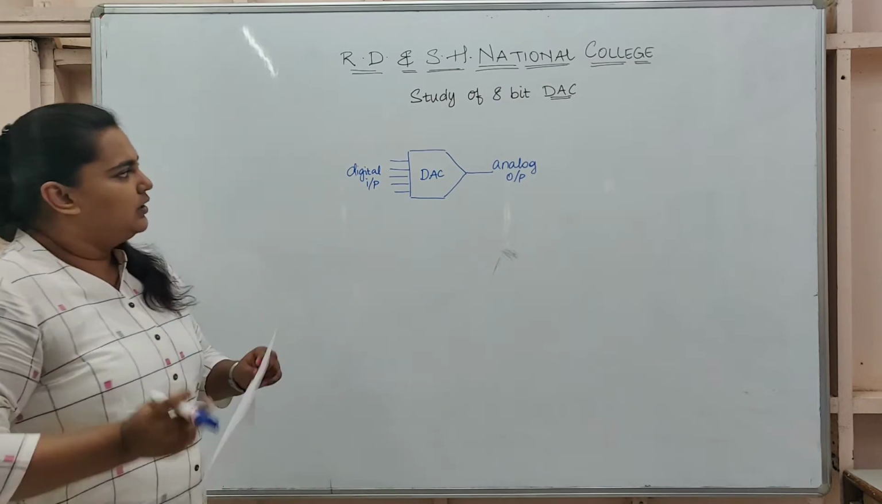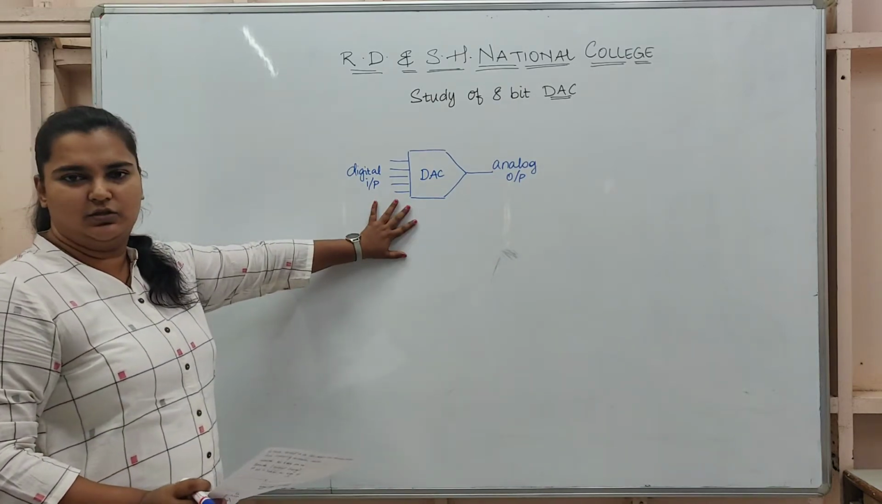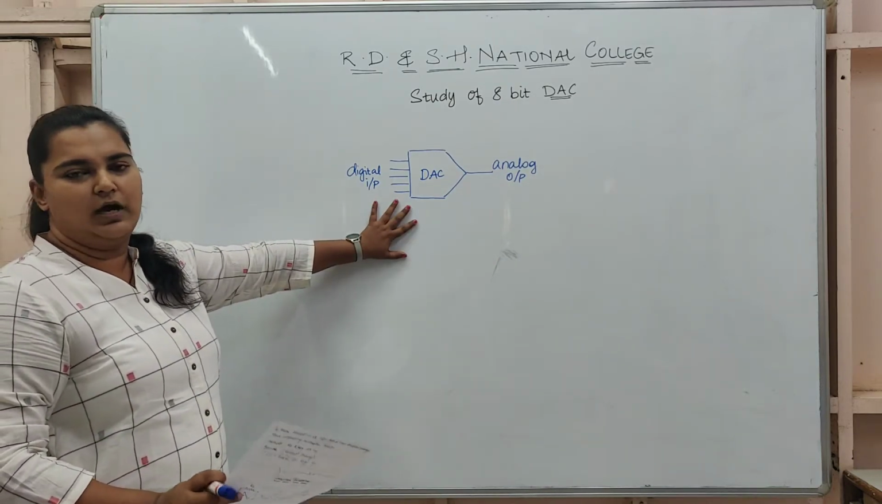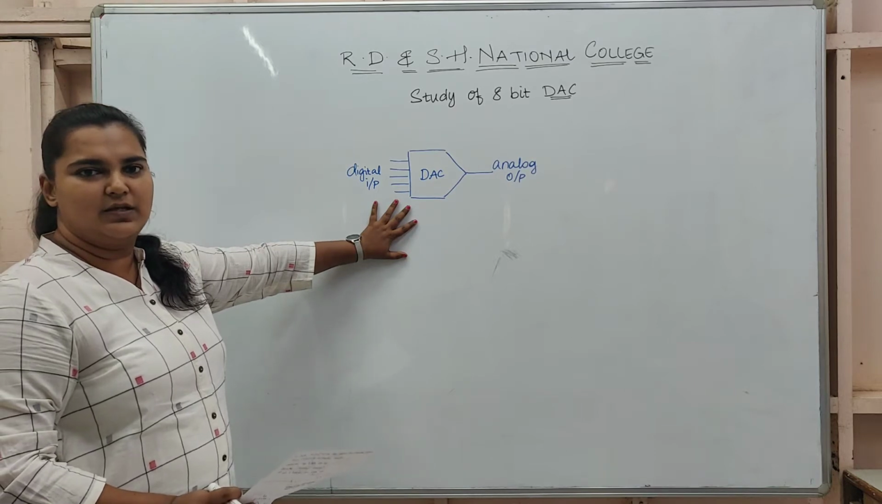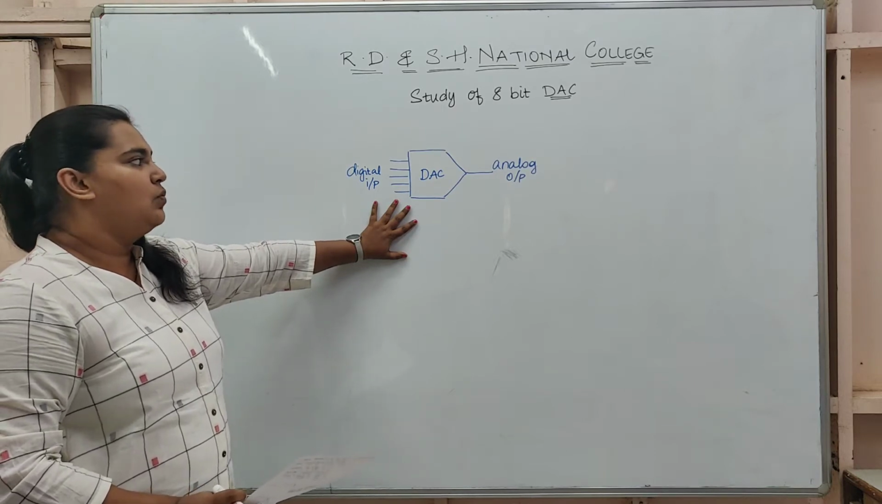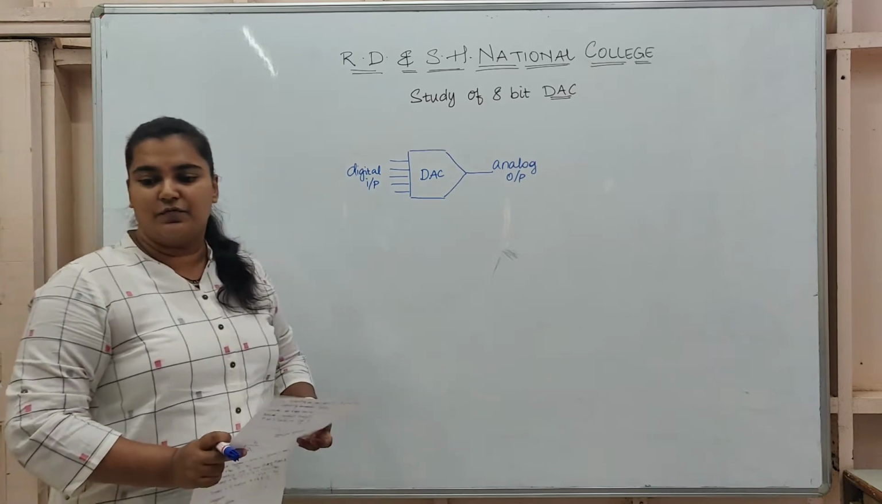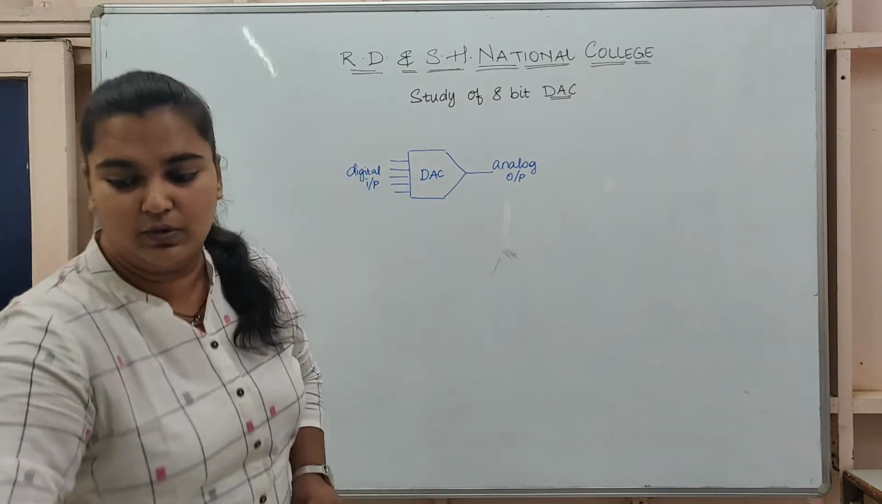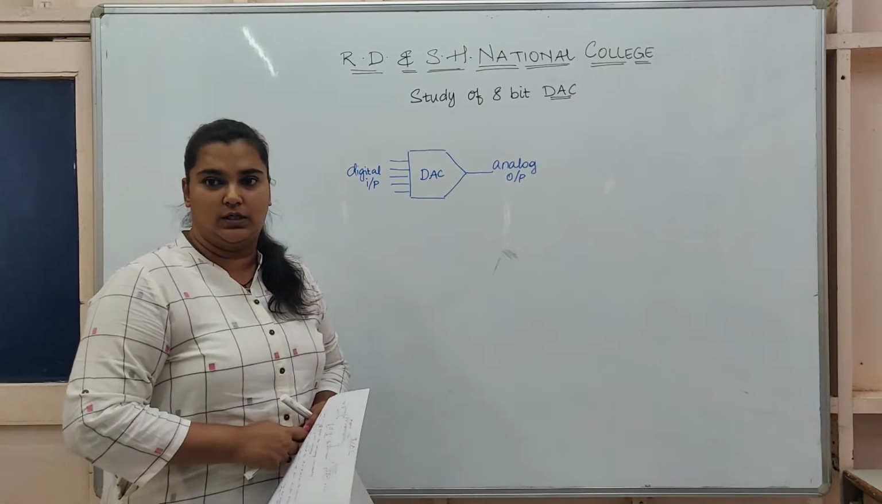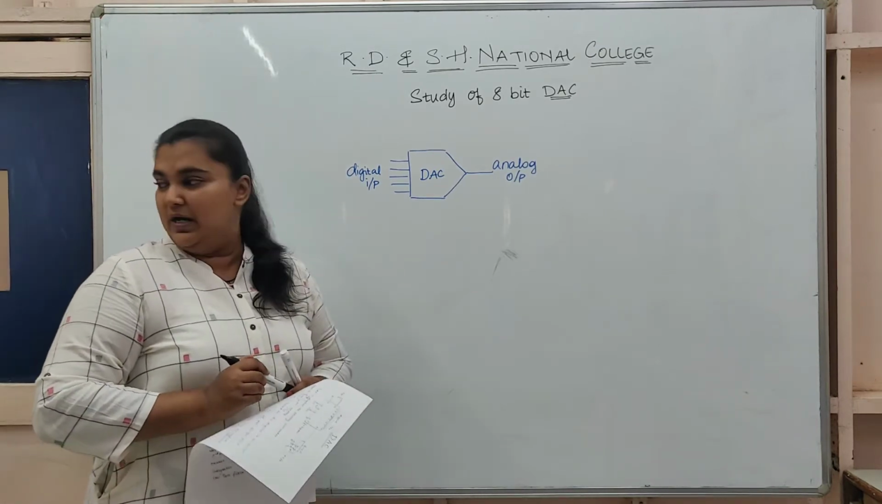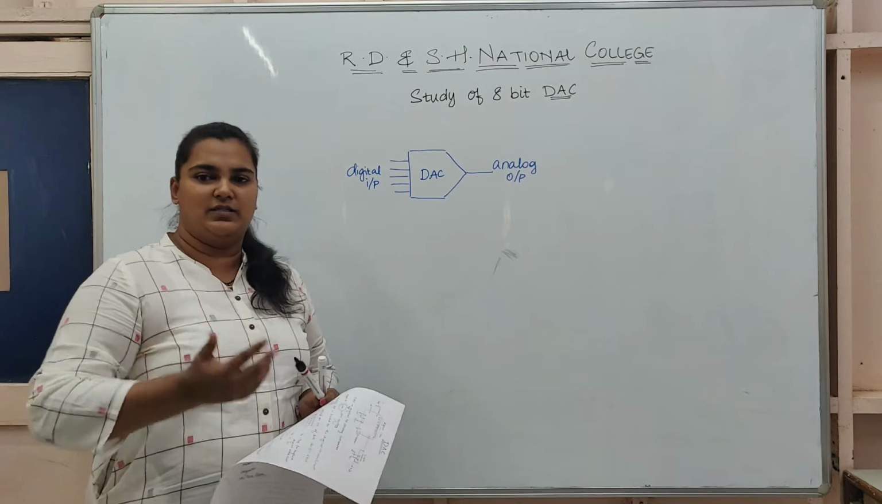Now to form this, there are two methods used. One is an R2R ladder and the second one is the binary weighted method. We'll be using the binary weighted method. So to understand first what is binary weighted, we will have to see how you convert a decimal number to binary and vice versa.